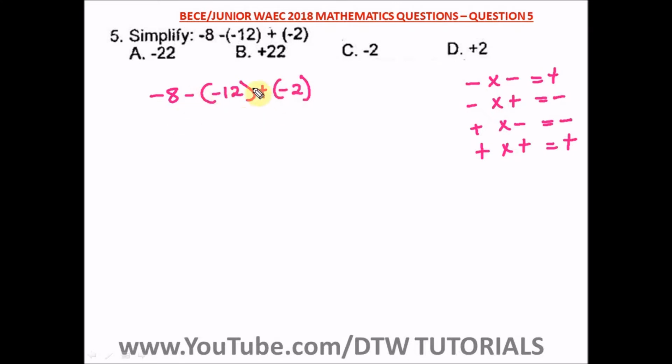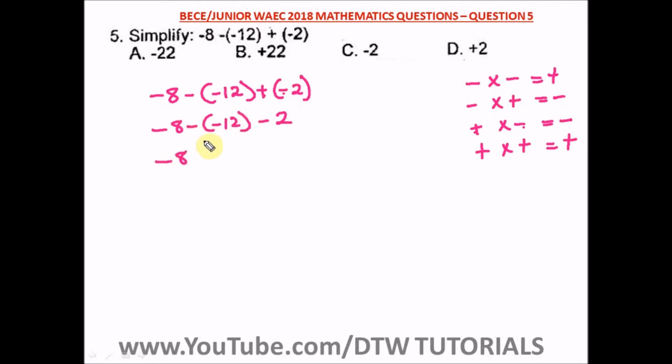Okay, let's just start from here. So we have minus 8 minus bracket minus 12 bracket. Now we have a positive here and a negative inside here, and this is a bracket. A bracket means multiplication, so these two signs will multiply. A positive multiplying a negative gives us a negative. So we're left with a negative 2.